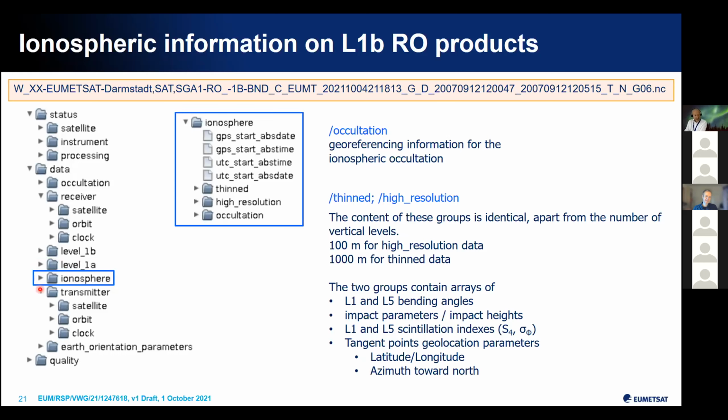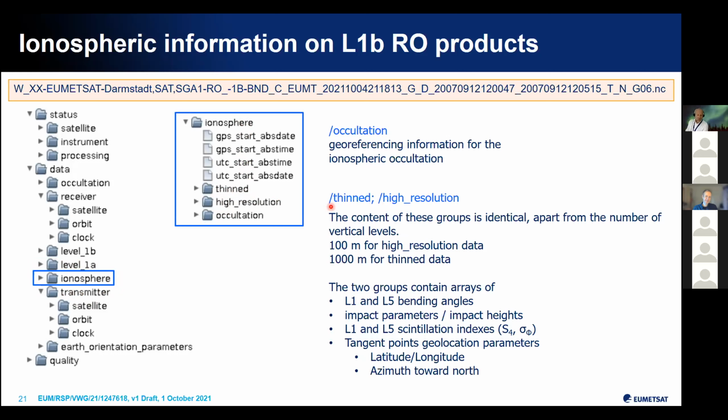The ionospheric data are included in the ionosphere subgroup. This group includes all the profiles in the ionosphere we are able to generate. The profiles are included in the TINED and high resolution groups. The content of these groups is the same, apart from the vertical resolution of the profiles, which will be 100 meters for the high resolution data and 1 kilometer for the TINED data.